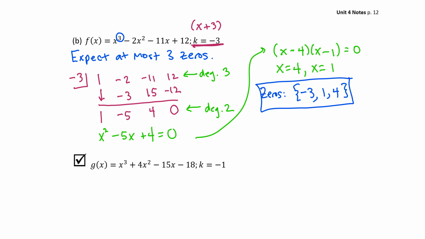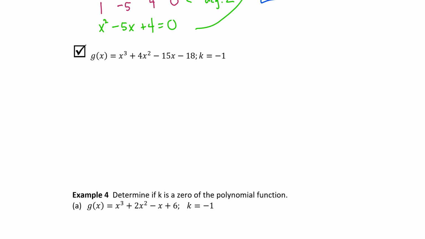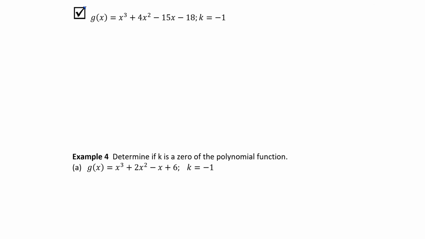What is the multiplicity of each of those zeros? Hopefully you said multiplicity 1. Each one counts once, which means the graph would cross the x-axis at each of those 3 places. Okay, good deal. Pause the video if you so desire and work this problem. Then unpause the video and check your work.